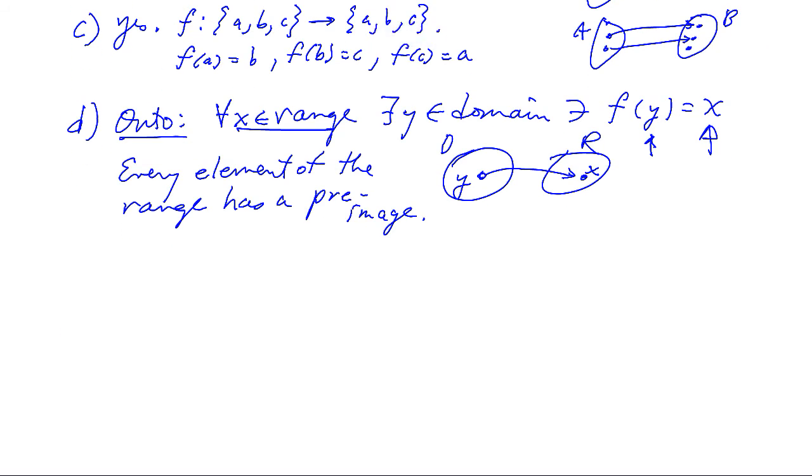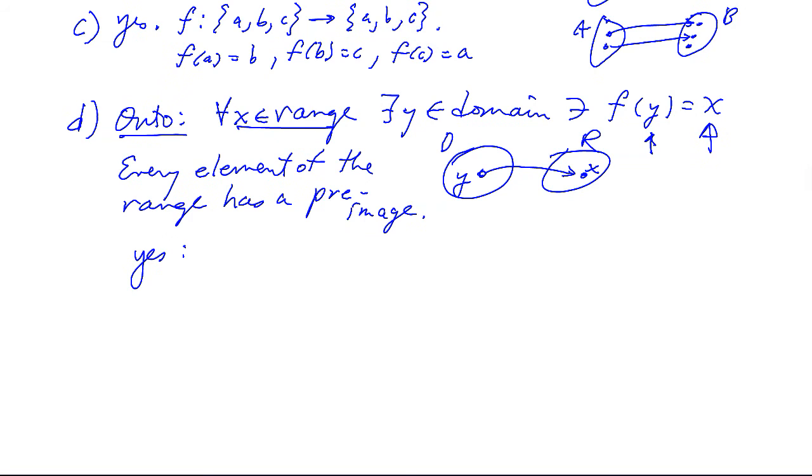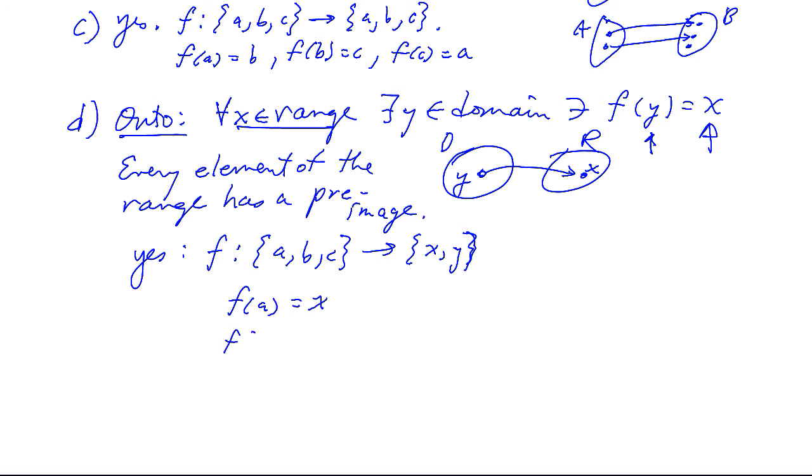The size of the domain is bigger than the size of the range. Absolutely, it can be onto. And I think I could just use, no, I need to make a new example. Let's let f map the set A, B, C to the set x, y. Now the domain is larger than the range, and f of A is equal to x, and f of B is equal to y. And so every element in the range has a pre-image.